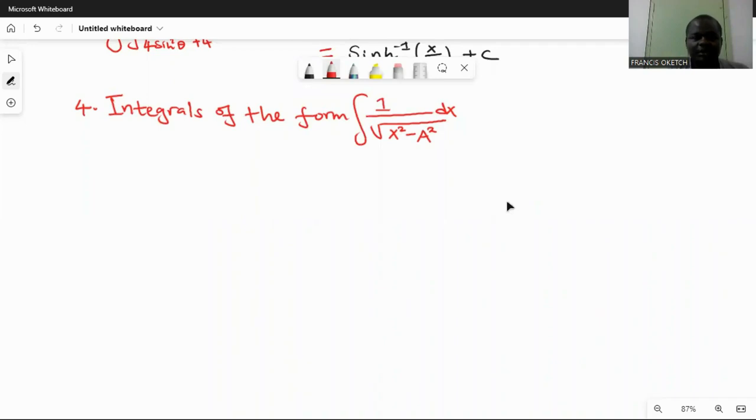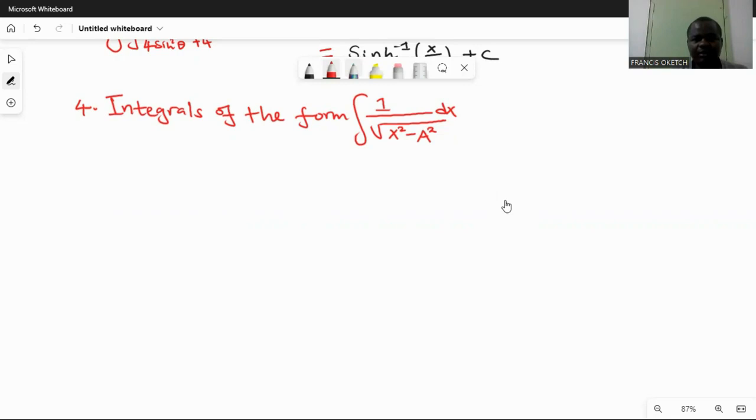Today we are going to look at the fourth form of the integral, that is under hyperbolic and trigonometric substitutions. Our integral will be the integral of 1 over the square root of x squared minus a squared. You integrate that with respect to x. So how do we go about this? Or which substitution do we need to make?